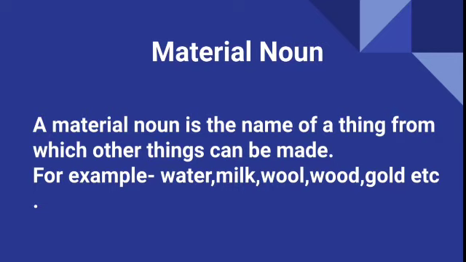A material noun is the name of a thing from which other things can be made. For example, water, milk, wool, wood, gold, etc. Or we can say that name of a material of which something is made. It may be a solid or liquid state. And one more important thing to keep in mind that a material noun is a kind of uncountable common noun, means things which we cannot count. Let's understand more with examples.